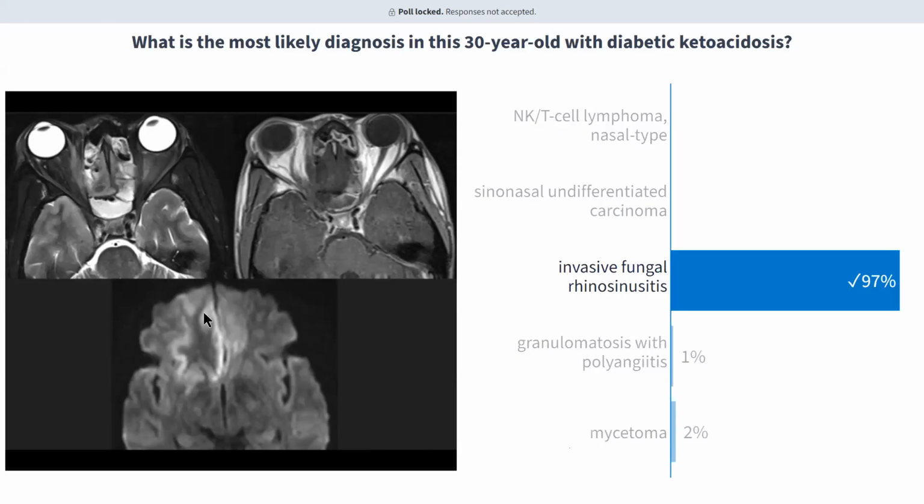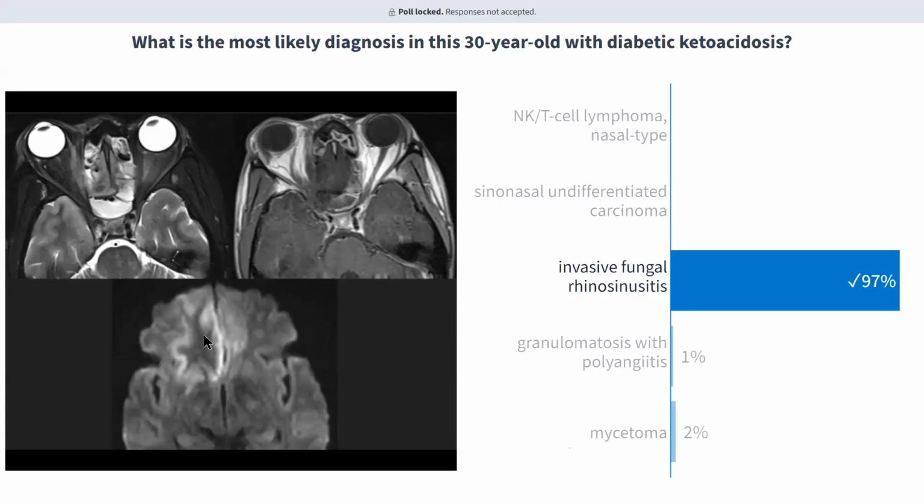On the DWI, we see this large region of diffusion restriction, surrounding a central region that's less diffusion restricting. So these findings suggest an aggressive infiltrative process starting from the nasal cavity, invading into the orbit, and also causing kind of a non-vascular territory infarction in the frontal lobes. And so this would be a typical look of really bad invasive fungal rhinosinusitis.